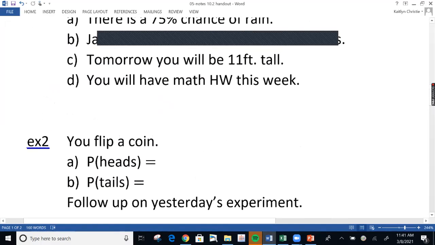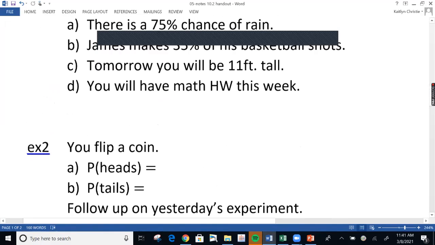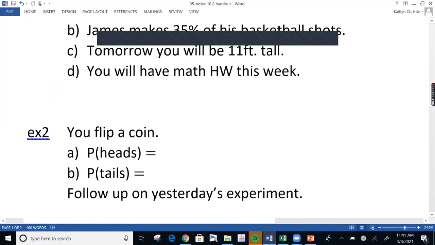Example number 2, we're flipping a coin. So I want you to try to do these two on your own. Remember, our format is probability of heads and probability of tails. So try those two on your own.